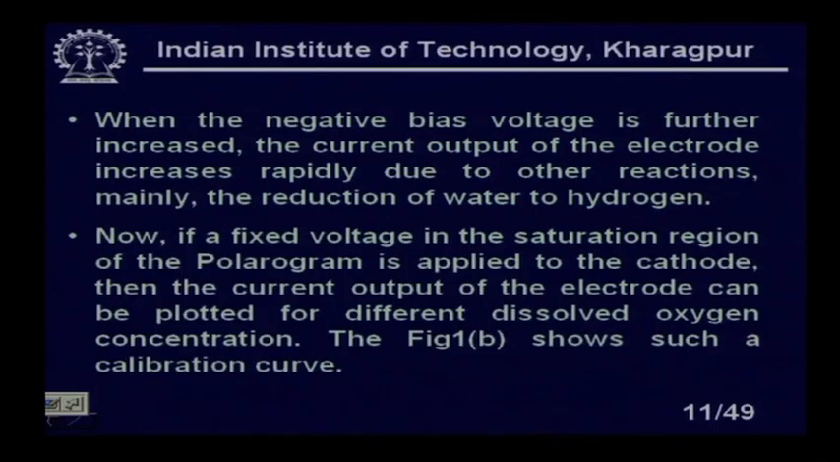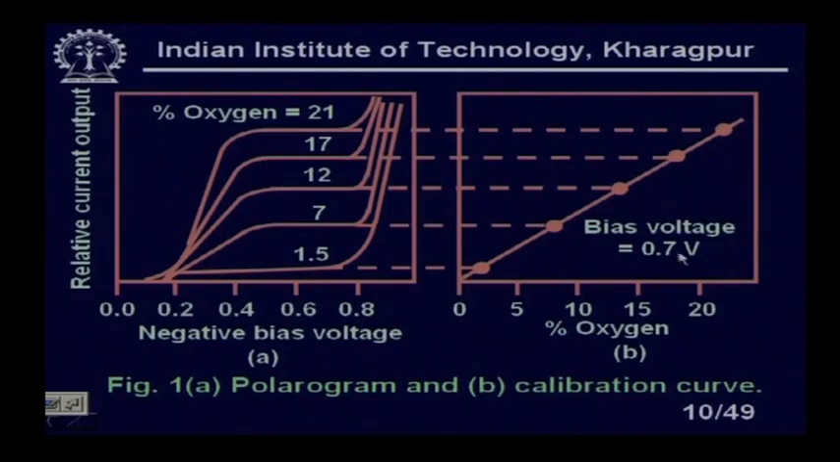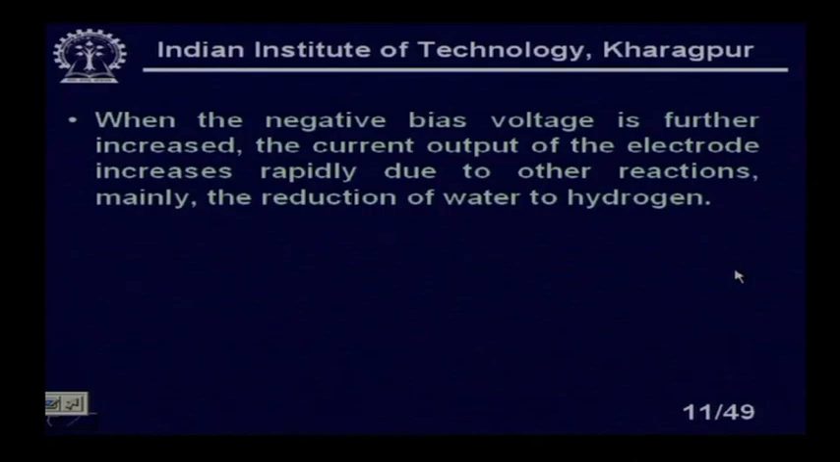Now, if a fixed voltage in the saturation region of the polarogram is applied to the cathode, then the current output of the electrode can be plotted for different dissolved oxygen concentrations. That is, figure 1 shows such a calibration curve. Okay. What is it saying, that a fixed voltage in the saturation region of the polarogram is applied to the cathode? Fixed voltage I have given in the previous curve, you see, we have given a fixed voltage of 0.7 volt, right?